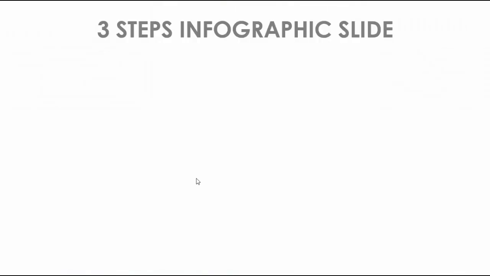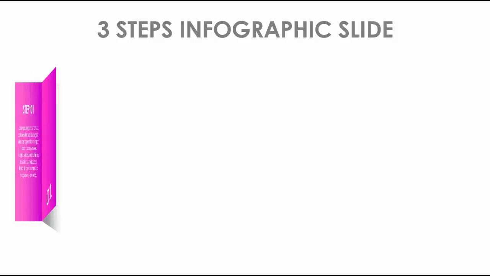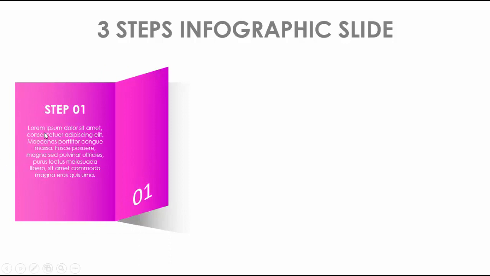In this tutorial, I am going to show you how to create a 3-step infographic slide in PowerPoint, and this is how the slide looks. When I click, the first option appears. On the left side you can have the title and the detailed text.